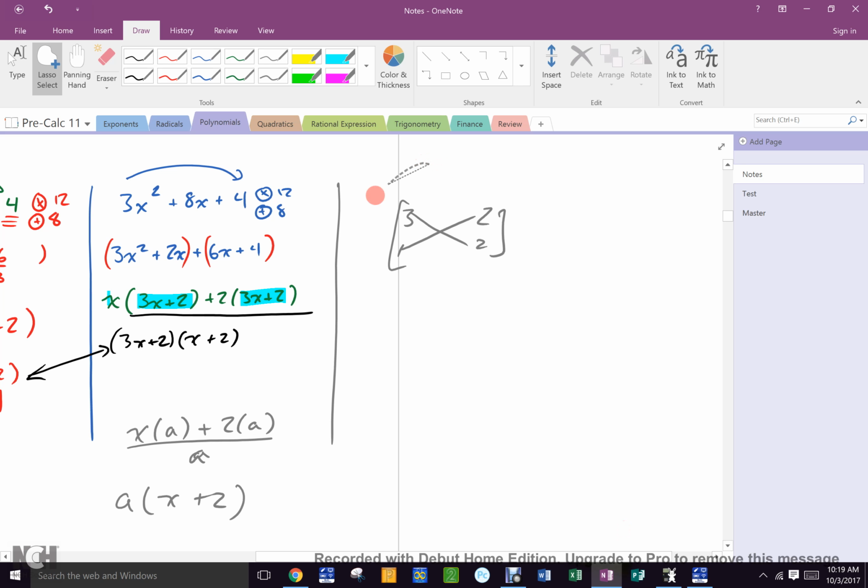And don't write this down for a second, ladies and gentlemen. I need you to be aware of something. 2x. What are the factors in that monomial?